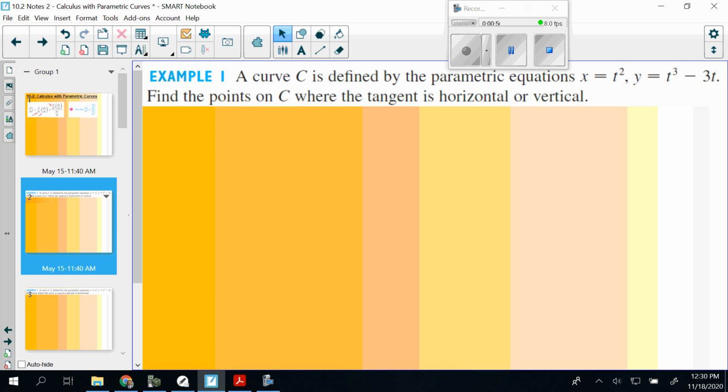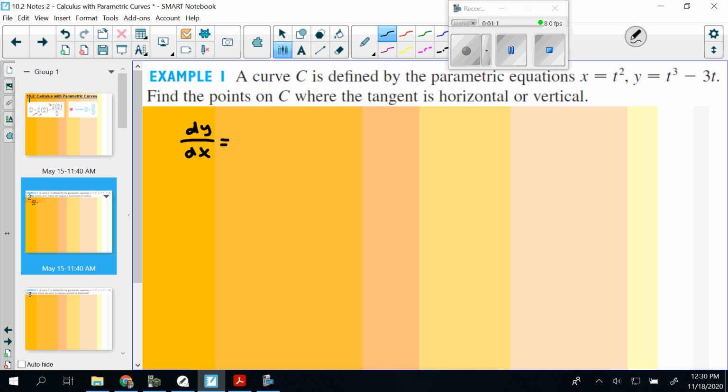So for the first example, curve C is defined by these parametric equations. Find the points on C where the tangent is horizontal or vertical. Well, if we're talking about tangent lines, we're going to need to find the derivative. So let's start there. We want to find dy/dx.